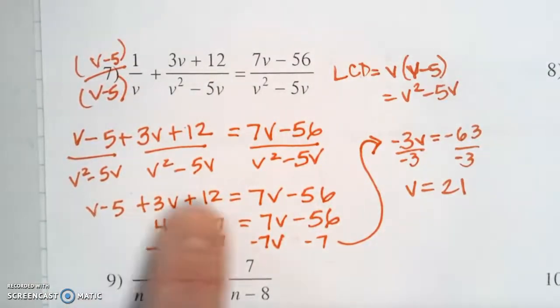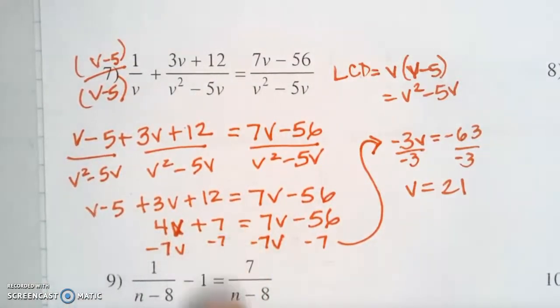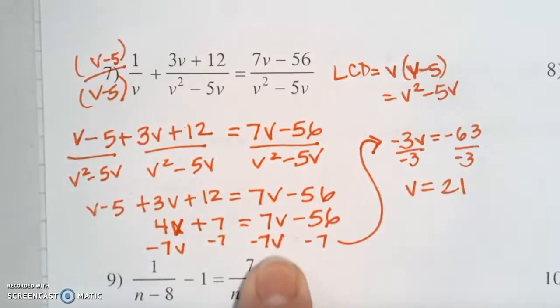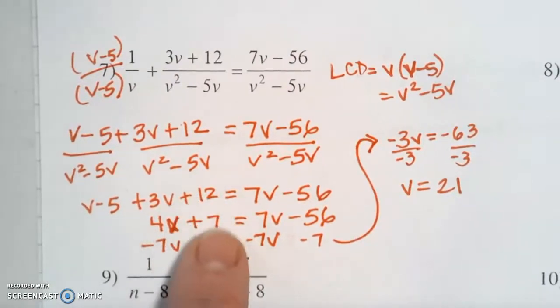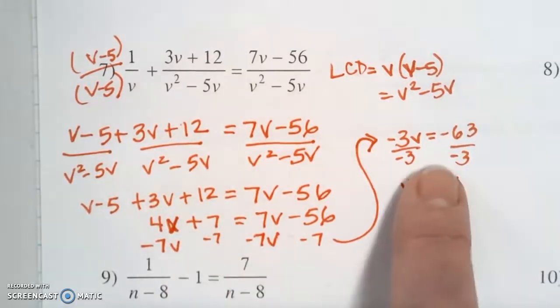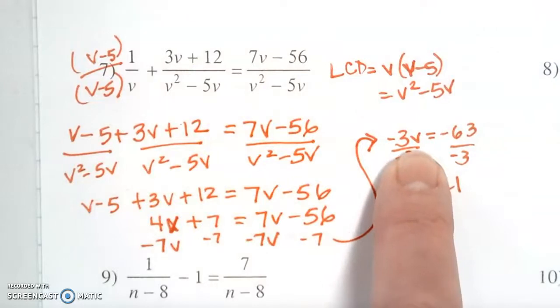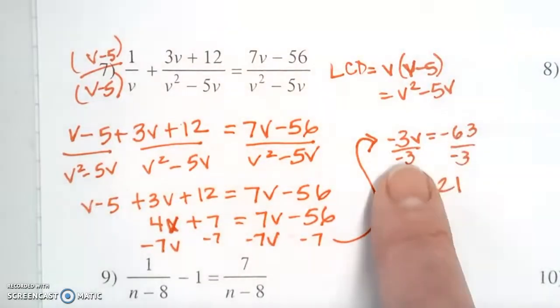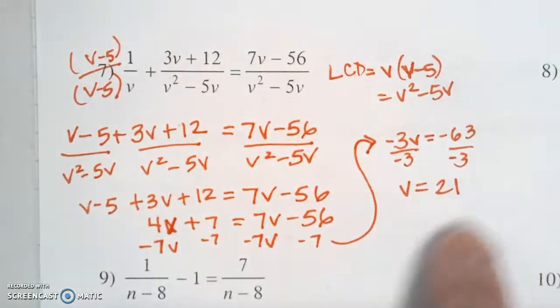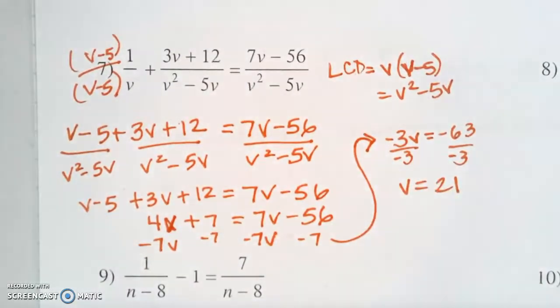A negative 5 and a 12 is a 7. Then I want to get my variables on one side or the other. So I subtracted 7v from this side to move it over to this side. And I did this one in the same step. So 7 minus 7, which gets me negative 3v equal to negative 63. So divide both sides by negative 3, and we get v equals 21.